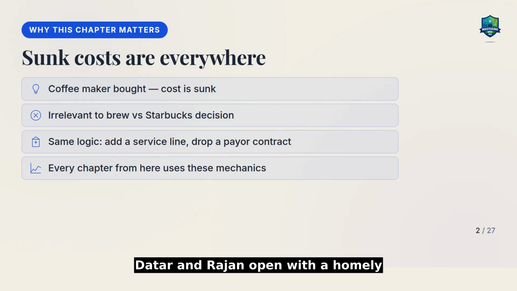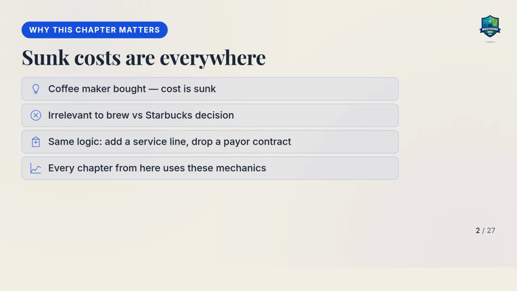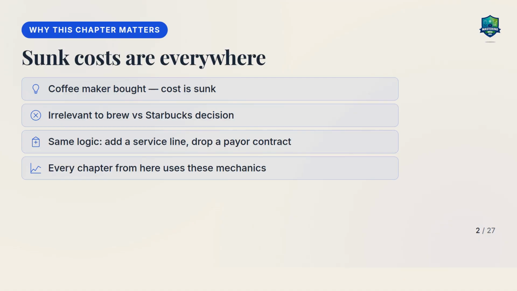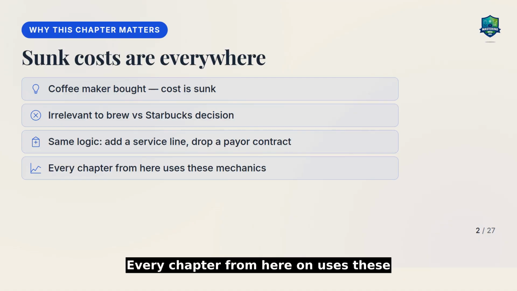Datar and Rajan open with a homely example. Once you've bought a coffee maker, its cost is irrelevant to the question should I brew at home or buy at Starbucks. The coffee maker is a sunk cost. You can't get the money back. The same logic governs whether a hospital should add a service line, whether a clinic should run its own lab or send out, whether to drop an unprofitable payer contract. Every chapter from here on uses these mechanics.